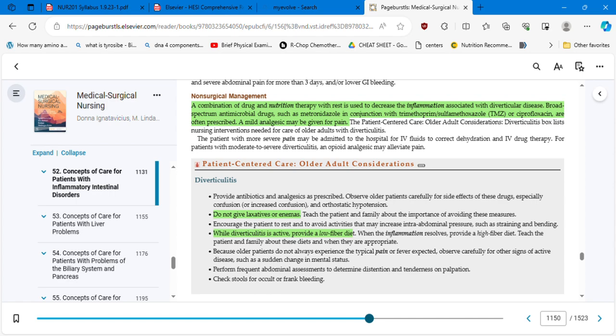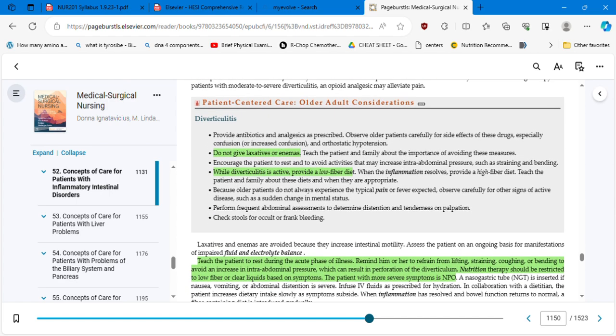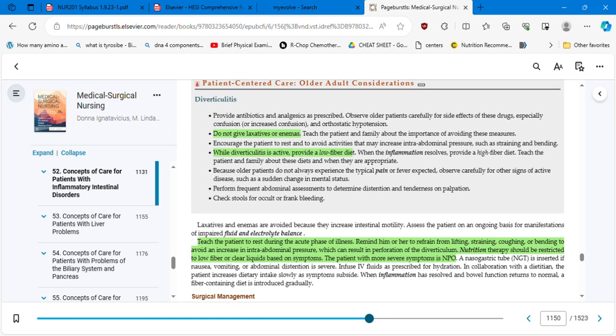Now, patient care, older adult considerations in diverticulitis. Do not give laxatives or enemas. Teach the patient and family about the importance of avoiding these measures. While diverticulitis is active, provide a low-fiber diet. We spoke about the antibiotics and analgesics.